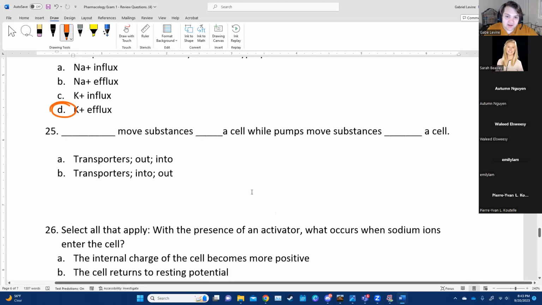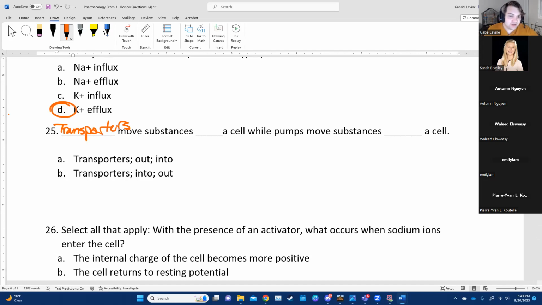Blank moves substances blank a cell, while pumps move substances blank a cell. All right. I don't know why this is a blank, because both of the answers are transporters. They could have just put that there. So do transporters move substances in or out of the cell? In. You transport in, you pump out. Transport in, pump out.